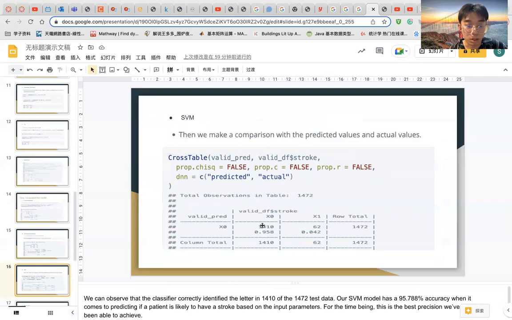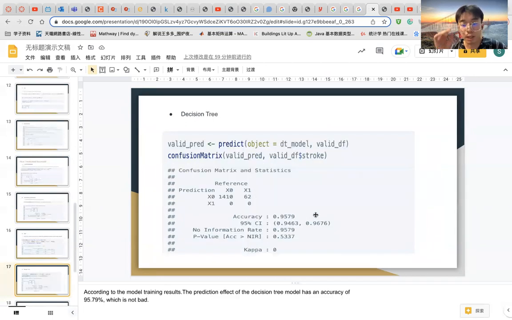So the third one is the SVM. As we can see, the classifier correctly identified 1,410 of the 1,472 test data. Our model has 95.788% accuracy, which is pretty good. And the last one, the decision tree, also has the best performance of all our models. It has 95.79% accuracy, which is pretty good.